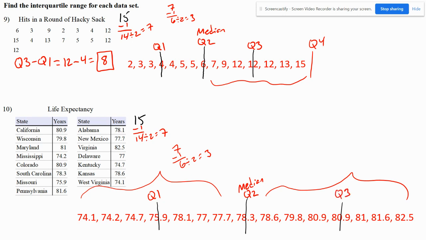So now the interquartile range, I'm asking what's quarter 3 minus quarter 1? Quarter 3 is 80.9 minus quarter 1 is 75.9. Use a calculator if necessary. 80.9 minus 75.9 happens to be 5. Don't think it's always a whole number. Sometimes we get decimals.